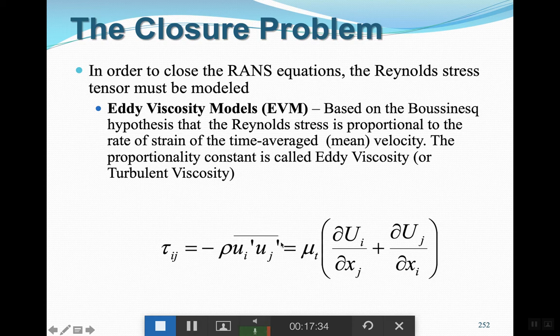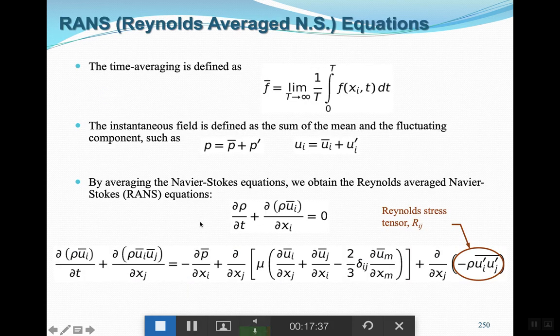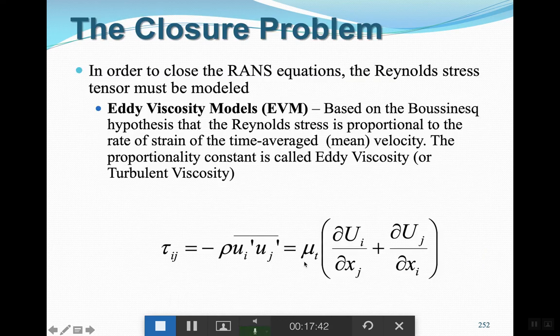So this was the parameter we wanted to get rid of, right? This was the parameter in here. We wanted to get rid of this. So we will get rid of that by substituting it with a combination of derivatives of average velocities multiplied by something called eddy viscosity or turbulent viscosity, mu t. This mu t is a new parameter, a new coefficient, and it is a totally man-made, artificial equation.